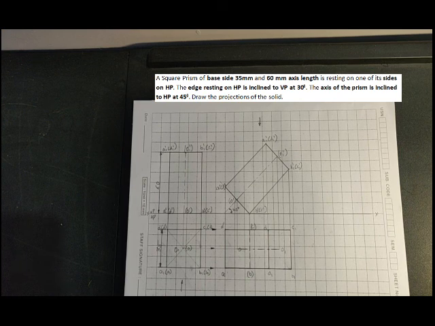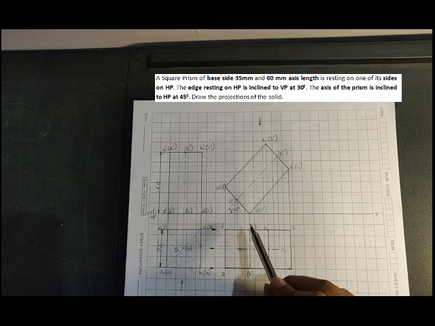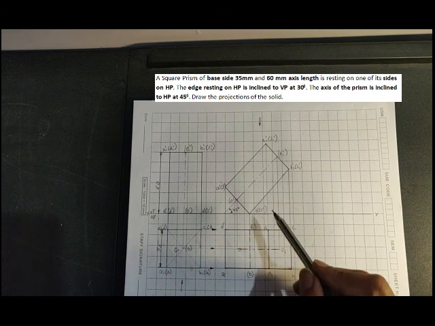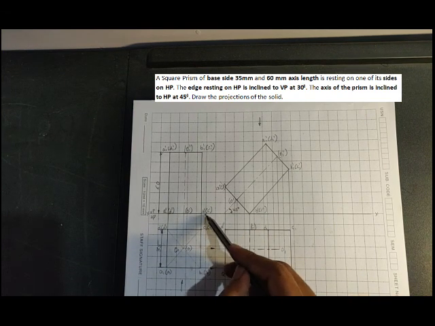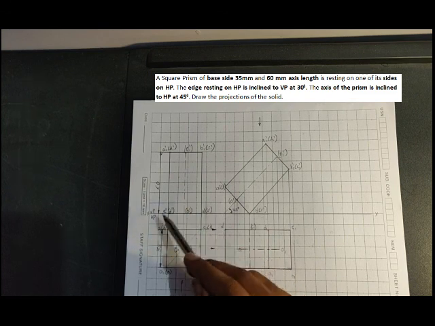The angle inclined was 30 degrees. So the angle was 30 degrees. So what we'll do is we'll take 30 degrees. So now we need to understand what is inclined to VP. He says the edge that is resting on HP is inclined at an angle of 30 degrees to VP. So which edge is inclined on HP? Here you can see in this condition, all the four edges are inclined.